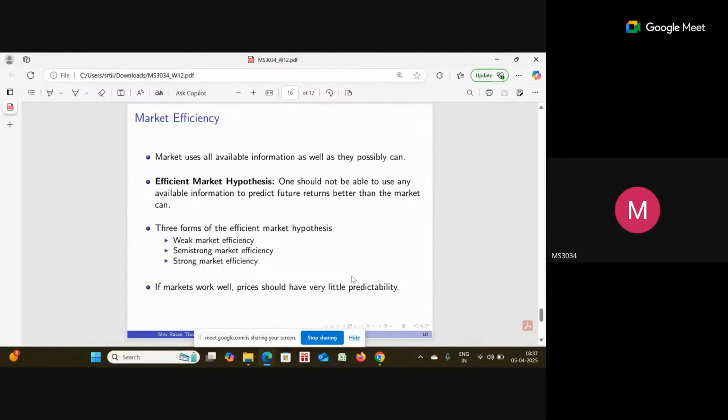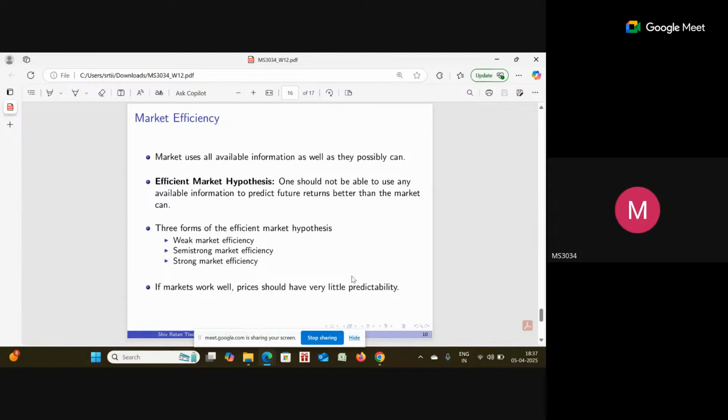The second form of market efficiency is the semi-strong form, which says that the prices reflect all the information from the past prices as well as all the publicly available information. And third is strong market efficiency, which says the prices reflect all the past price information, all publicly available information, and all the private information. If this is true, then we call markets strongly efficient. And the perfect market is a type of strongly efficient market.